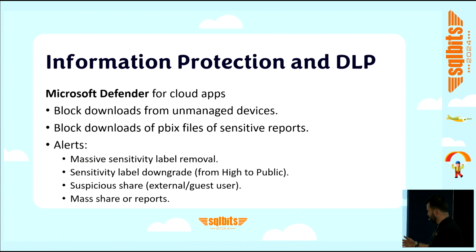Some of the alerts that you can set up: massive sensitivity label removal, so someone removing sensitivity labels. Maybe this guy is removing sensitivity labels because he's going to send the data away somewhere. This is probably similar: downgrade of label, so from very highly confidential to maybe public. Again, because maybe this guy wants to send the data away. This is something that you can monitor as well from the activity log. You are able to tell from the activity log if someone is changing labels from high to public. Again, this is at the level of the model. Well, model and reports, it could be.